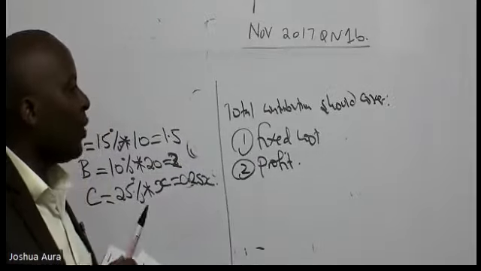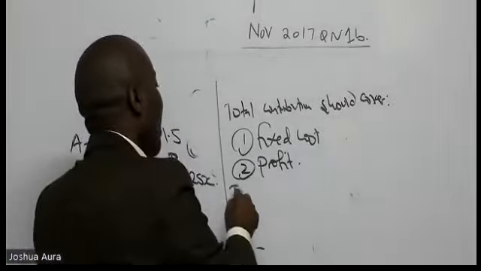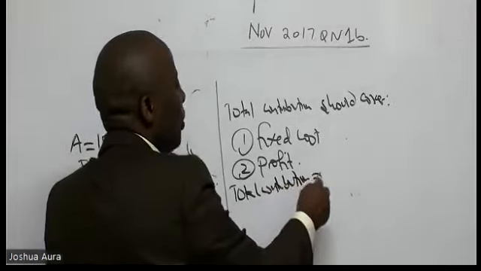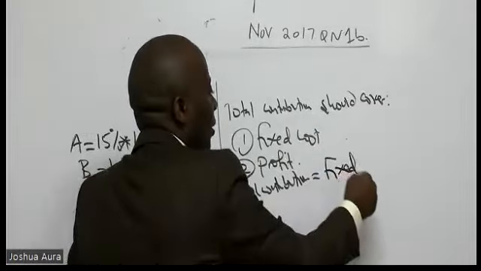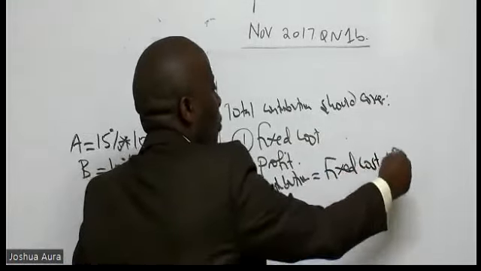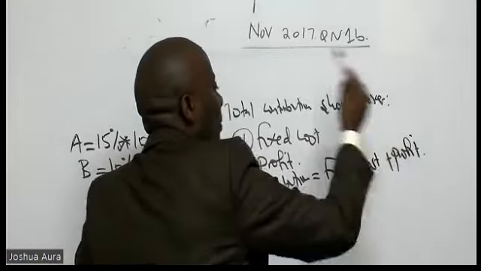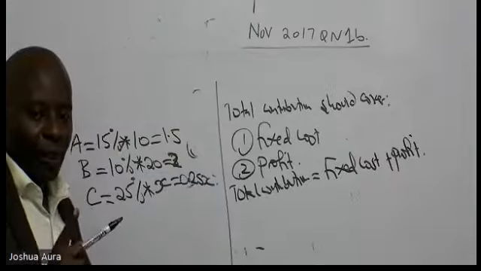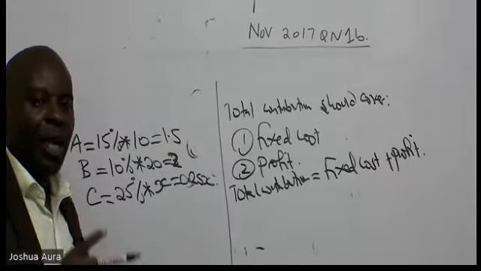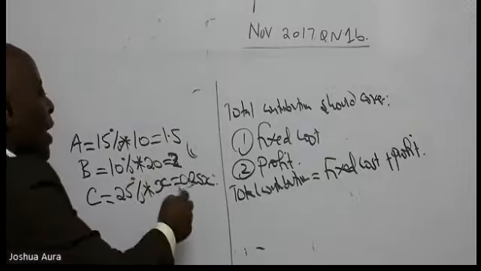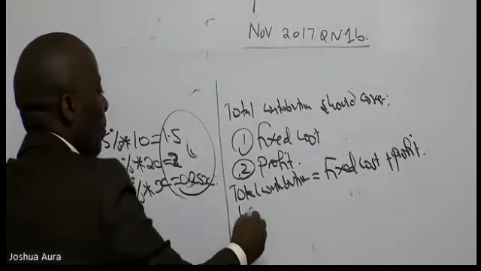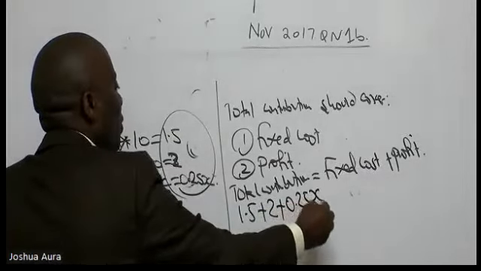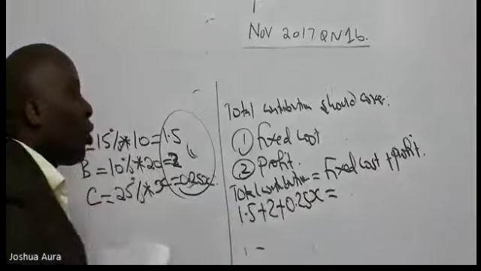So you're saying something very important, that basically my total contribution should be equal to fixed cost plus profit. Total contribution should be fixed cost plus profit. Very important for us to appreciate this. And the total contribution that I have here is given here. It is 1.5 plus 2 plus 0.25x, which should be equal to the fixed cost of the farm.